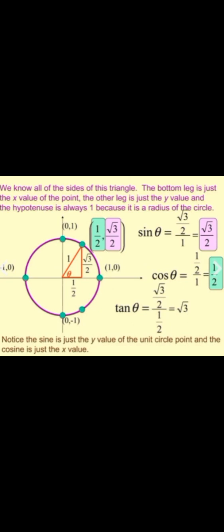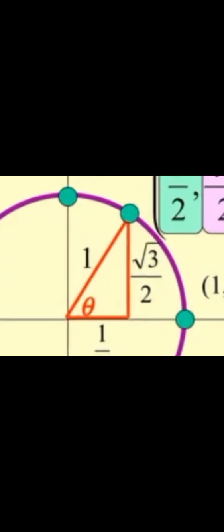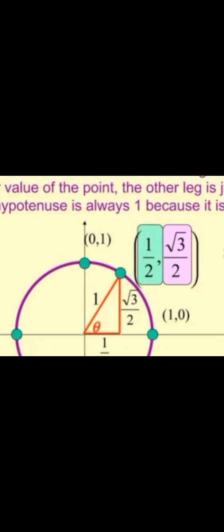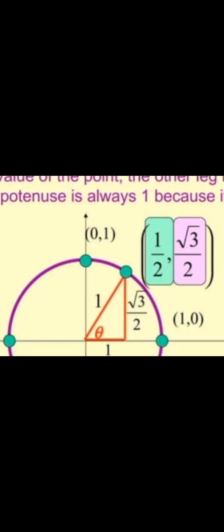We know all of the sides of this triangle. The bottom leg is just the x value of the point, the other leg is just the y value, and the hypotenuse is always 1 because it is a radius of the circle. So you can see that in quadrant 1 we draw a right triangle with sides 1/2 and square root of 3 over 2.